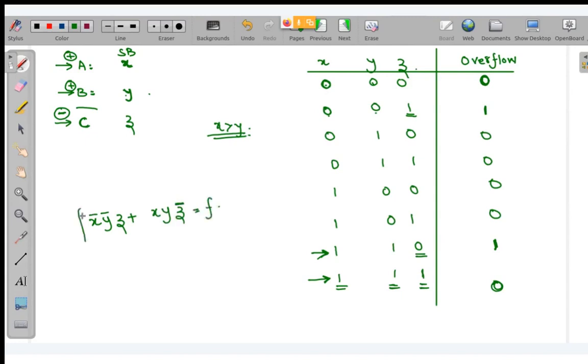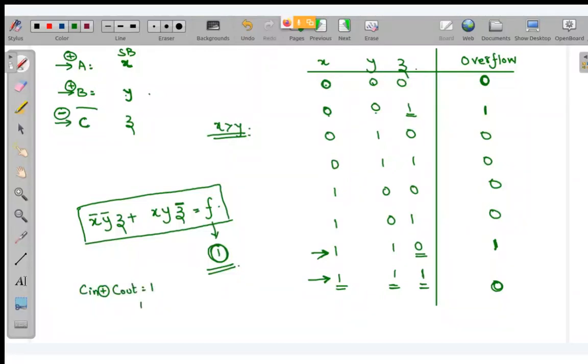So this is actually the condition for overflow, where X indicates the sign bit of the first number, Y indicates the sign bit of the second number, and Z indicates the sign bit of the resultant number. Okay, so if this function comes out to be 1, then you can say overflow has happened. Or one other way of saying it is, when C in XOR C out is equal to 1, you are going to say overflow has happened.